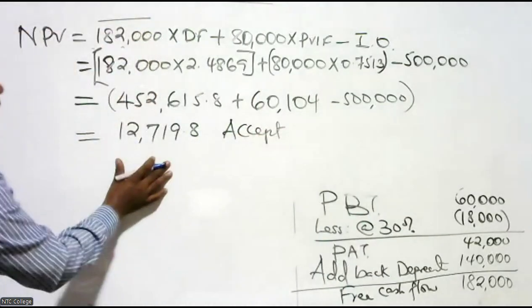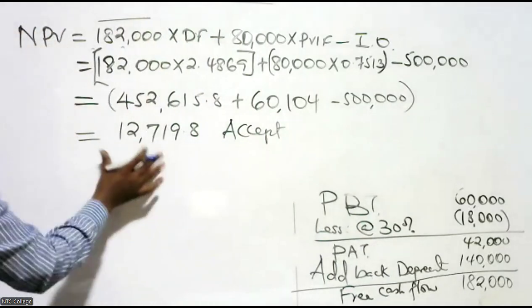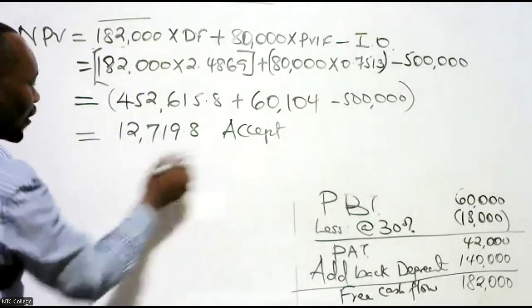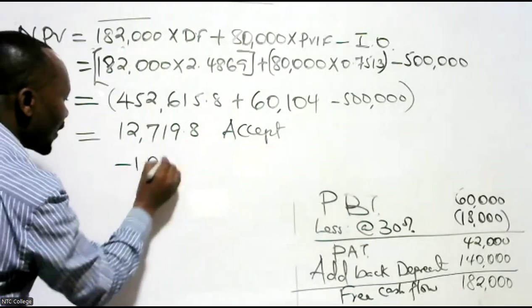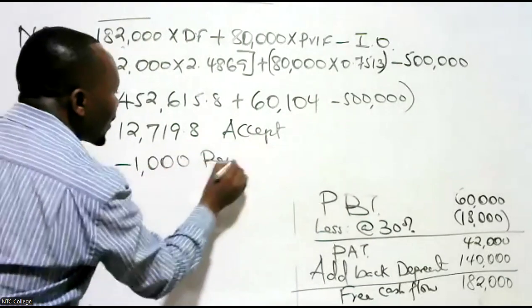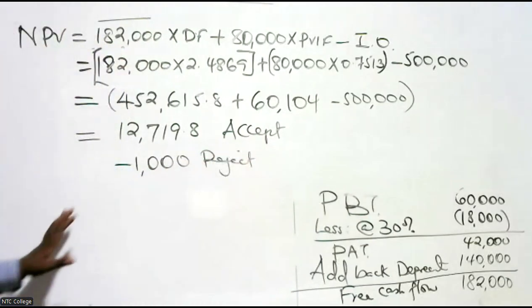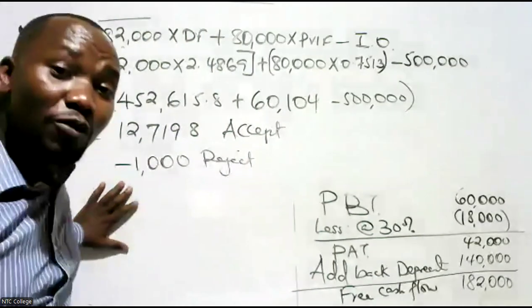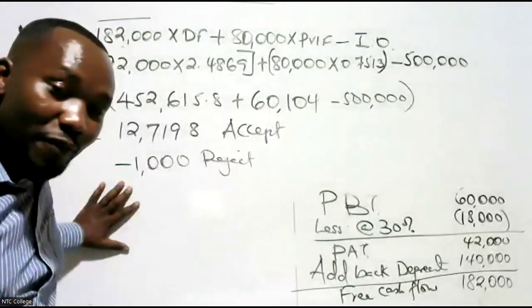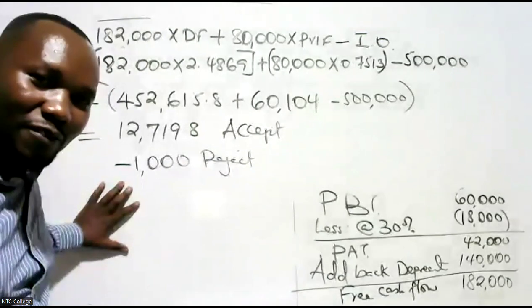Whenever NPV is positive, always accept. Whenever NPV is negative, always reject. If you get negative 1,000, you tell them reject the project, because NPV is a profit. Nobody wants to invest somewhere where you can get losses, especially if you can see it in advance.